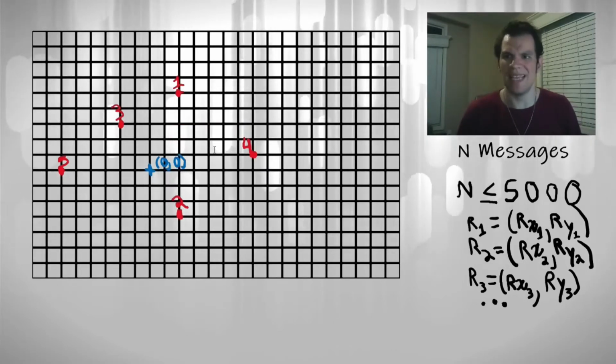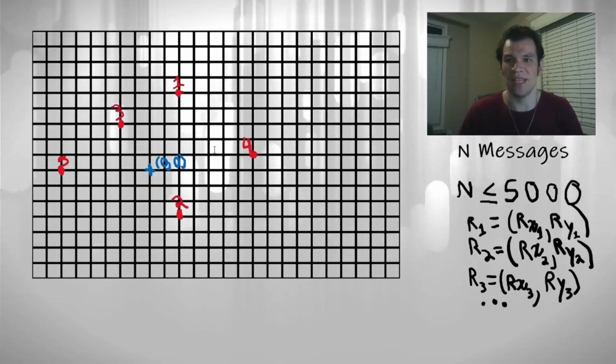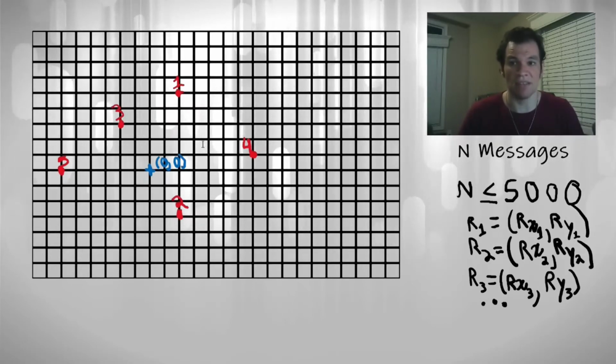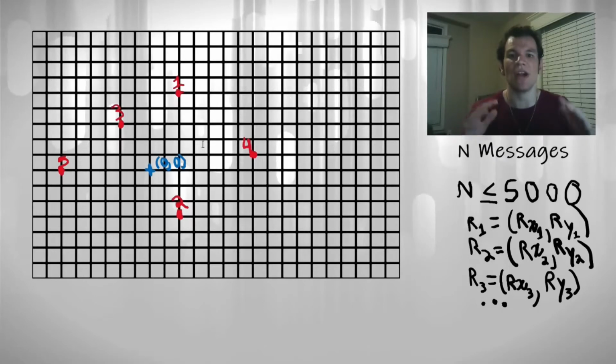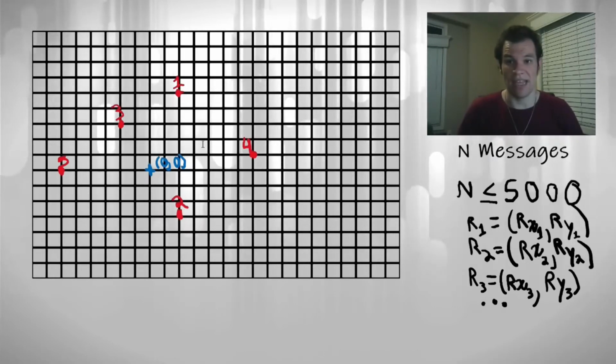The problem is, given the positions of the recipients, you need to find the minimum distance that Hermes has to move to deliver all the messages. If you need more details about the problem, check the link in the description below.